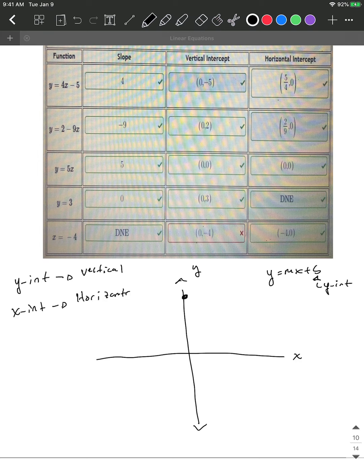Do not get this confused with the idea of vertical lines and horizontal lines. Yes, those are horizontal lines, but they're not working the same way as this. Horizontal lines and vertical lines are very different than y-intercepts and x-intercepts. Our x-intercept, or horizontal intercept, is x comma 0, and the y-intercept is 0 comma y.